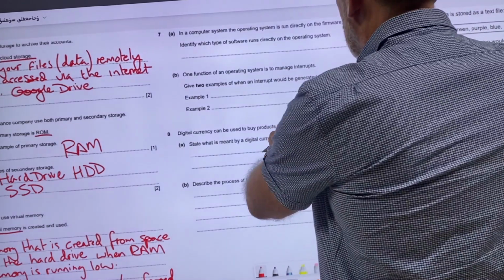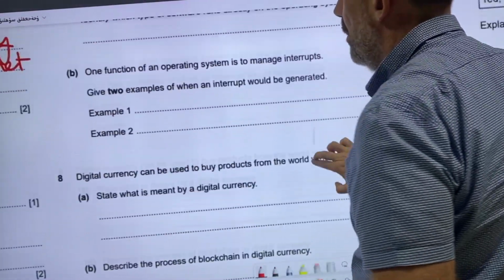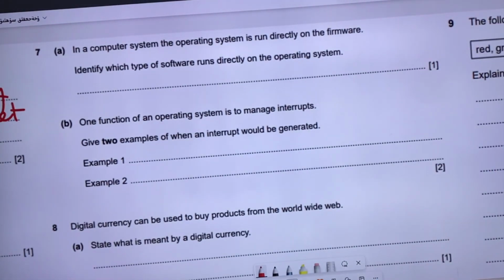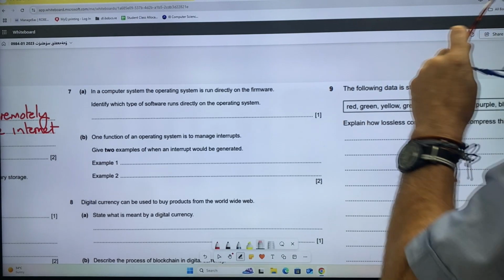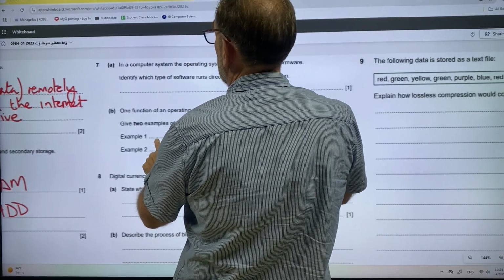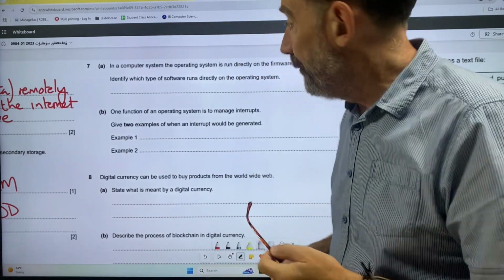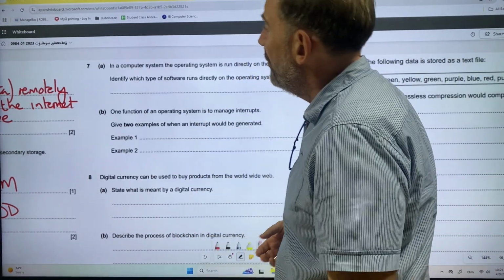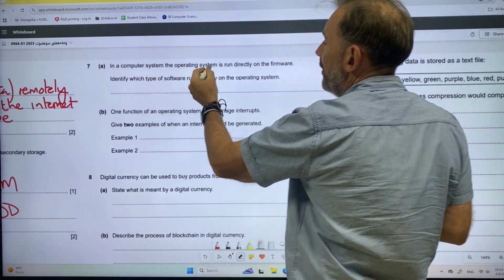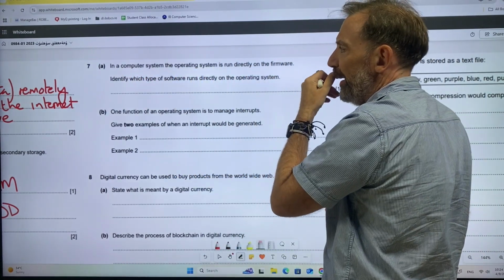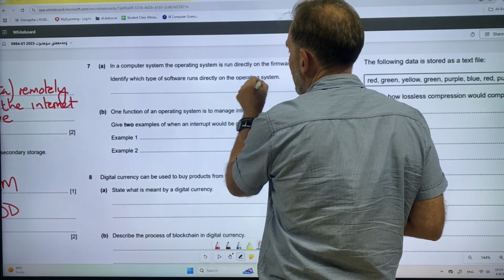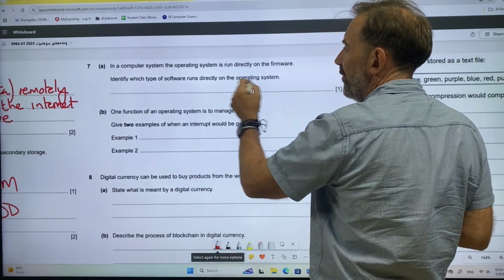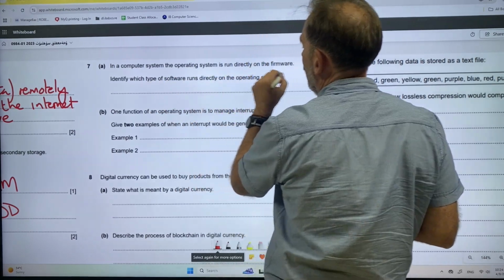And then we will come on to question 7. Okay, and I'll leave that there for now. Okay, question 7. In a computer system, the operating system is run directly on the firmware. Identify which type of software runs directly on the operating system.